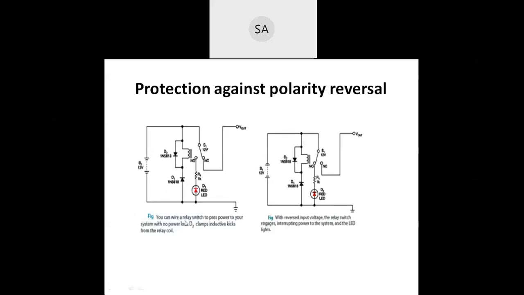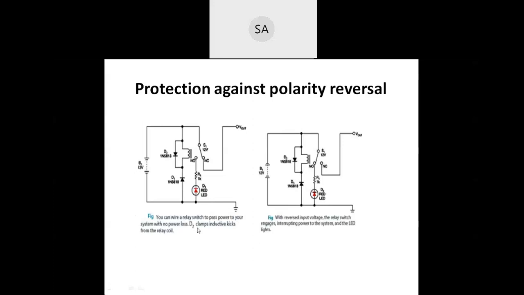First, you can wire a relay switch to pass power to your system with no power loss. Here we are using one relay, and we are connecting one LED to indicate the polarity reversals. Here we are using different diodes, the 5-4 series. Two diodes are connected to the power supply, and one diode is connected to the relay.